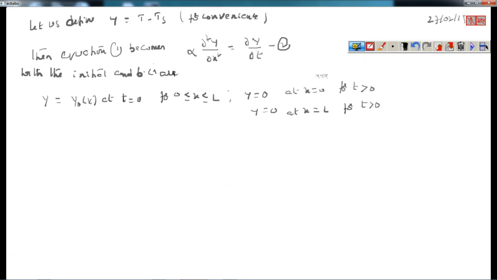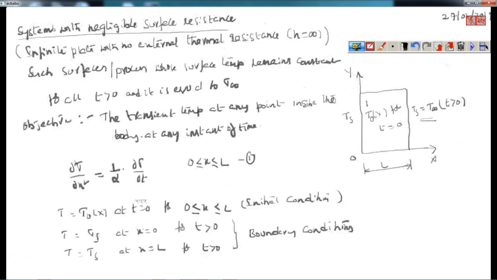This is already described here, right? So you can see T is equal to Ts. Now y is equal to T minus Ts. Then T is equal to Ts happens at x is equal to 0 and at x is equal to L. Therefore y also becomes 0, right? So this you already know about.